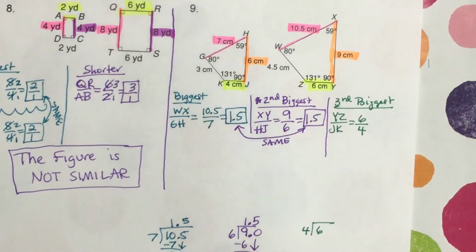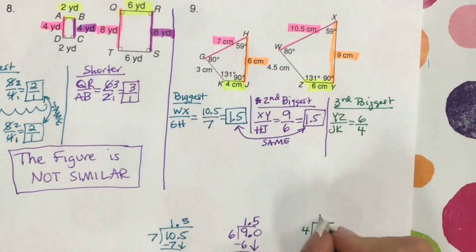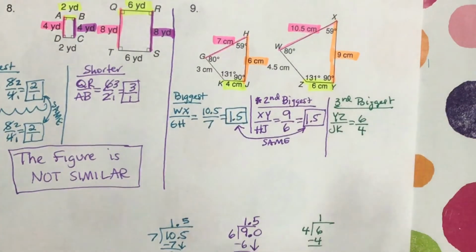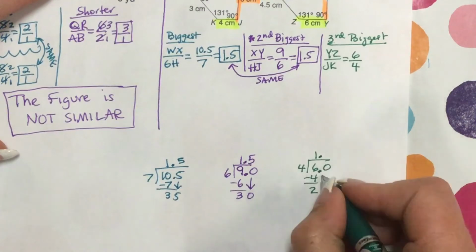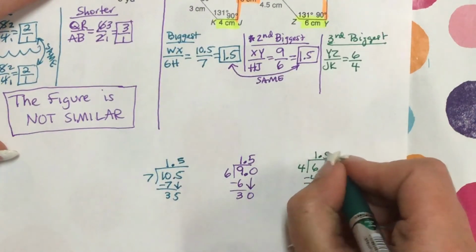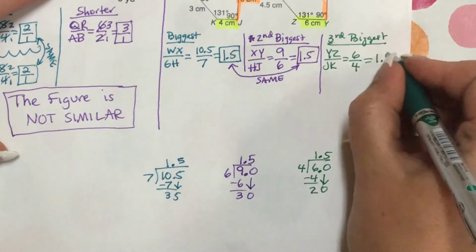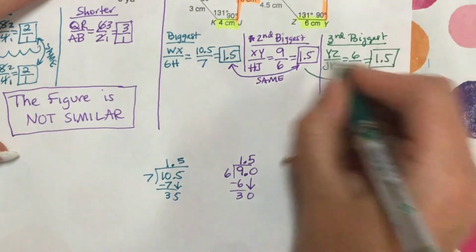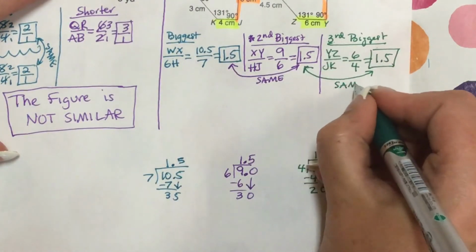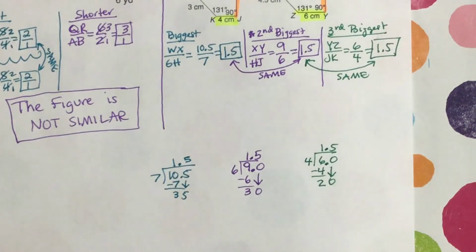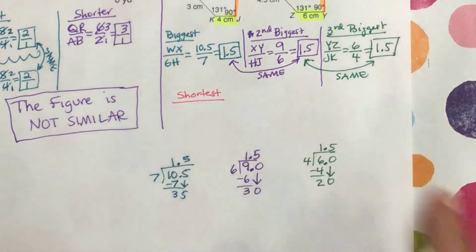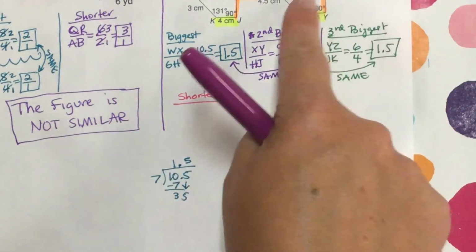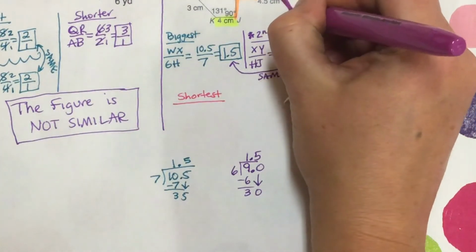Does 4 go into 6? Yes, it does. It goes in there one time. 1 times 4 is 4. I do the subtraction. So 6 take away 4 is 2. I have a remainder, so I need to add the decimal and add a 0, and then drop it down. 4 goes into 20 5 times, and so there we have 1.5 again, which is the same, which is great. So far this is similar, but we have to check that shortest side. So I'm going to check the shortest side.